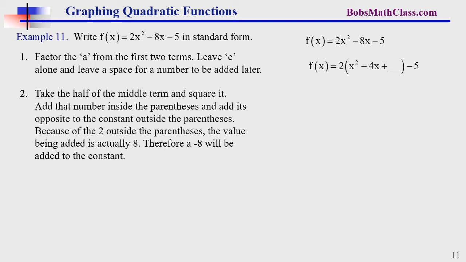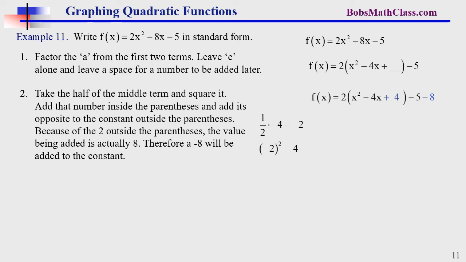Now this one does have a 2 outside the parentheses. So in this case, we take half of our number, half of negative 4, which is negative 2, and then we square it, we get 4. So 4 is the number we're going to add inside the parentheses, but it's not really a 4. Because of the 2 outside the parentheses, the value being added is actually an 8. Therefore, negative 8 will be added to the constant.